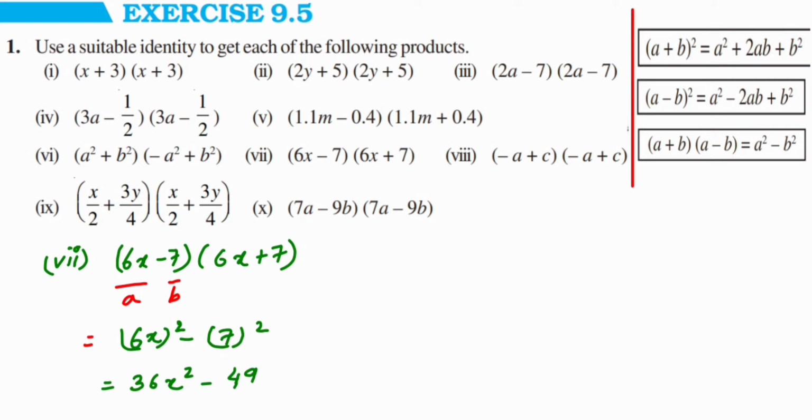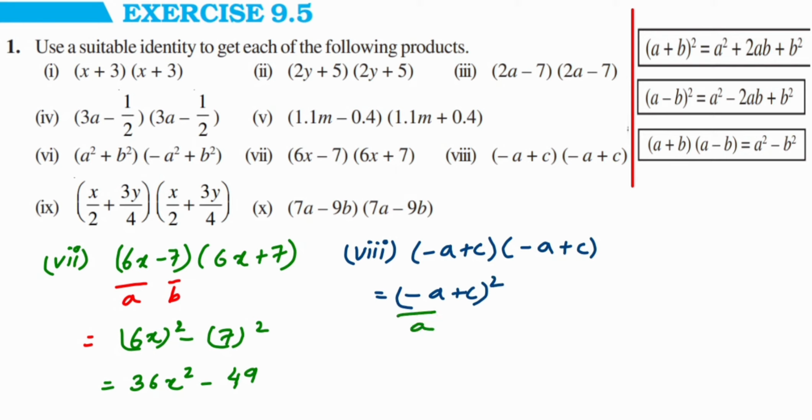So the eighth problem is minus a plus c and minus a plus c. So plus and plus signs are there, so it's the first identity we should use. So the eighth problem, minus a plus c into minus a plus c, will be equal to minus a plus c whole square. So again, in place of a we have minus a, in place of b we have c.